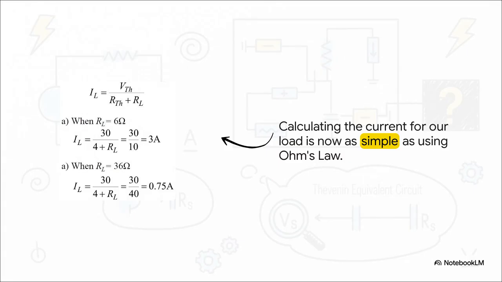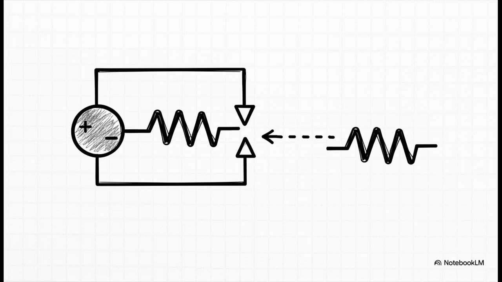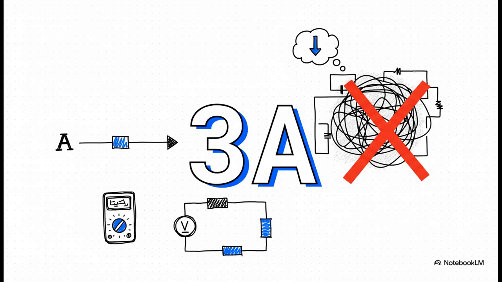But the real beauty here, the real power, is how incredibly easy this thing is to use. You want to calculate the current through any load resistor we attach? It's now as simple as using good old Ohm's law. It's just so fast and efficient. It's almost cheating. Don't believe me? Let's prove it. Let's go back to our original problem. What's the current if that load resistor, RL, is 6 ohms? Let's find out right now. The answer? 3 amps. Done. That's it. No more pages of algebra, no more complex analysis, just one quick, simple calculation.